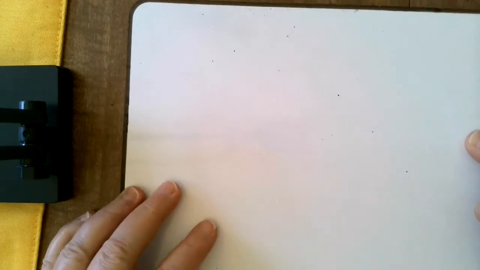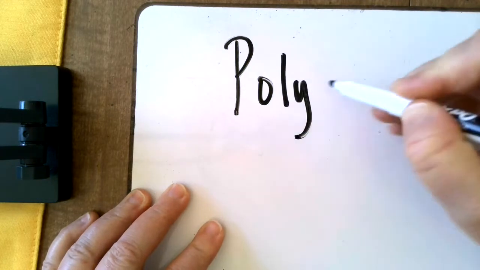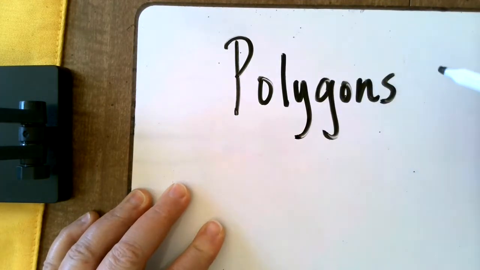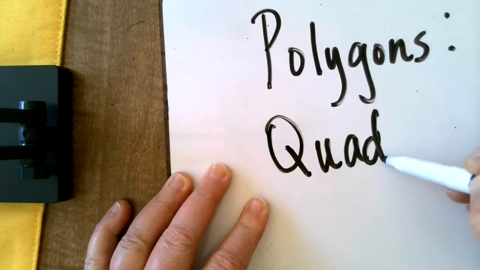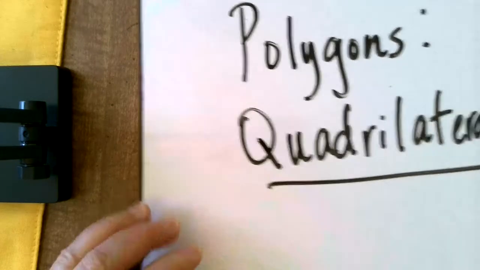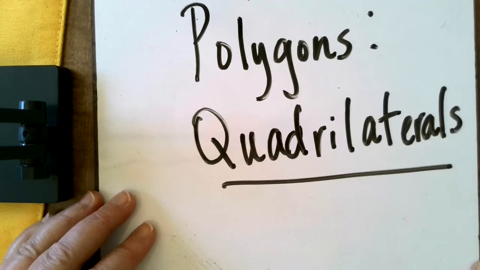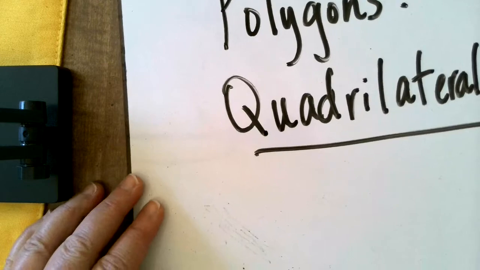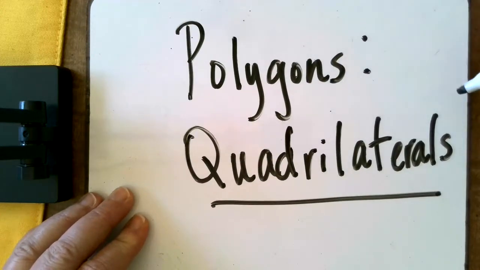So, we're going to talk about polygons. Polygons, and specifically in polygons, quadrilaterals. That word is a word that I struggle to spell all the time. So, a polygon. A polygon is any shape that is closed.